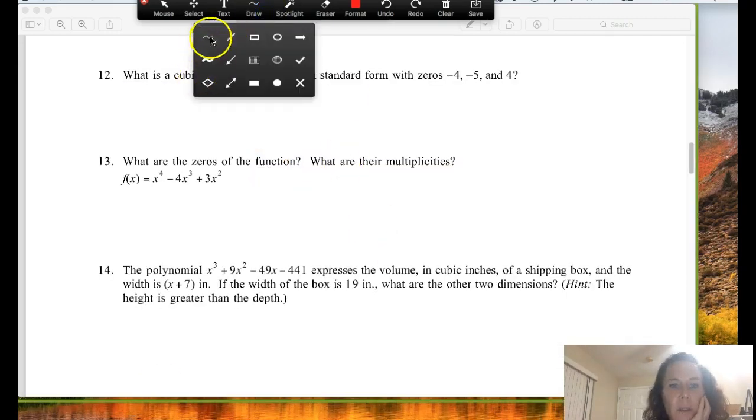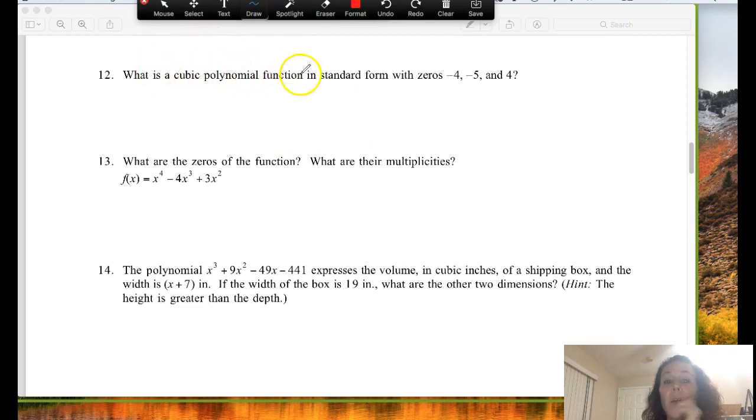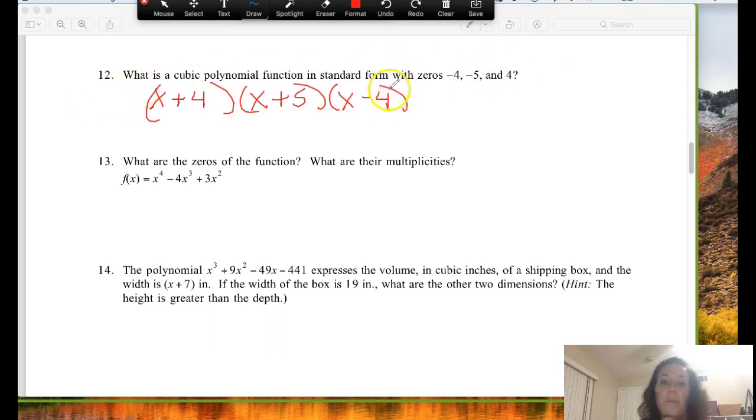This one says, what is a cubic polynomial function in standard form with these zeros? If these are the zeros, I must have something like this: x plus 4, because if I plug in negative 4, this would be 0; x plus 5, because if I plug in negative 5, that would be 0; and then x minus 4, because if I plug in 4, that would be 0. If any of these were solutions, that would make this whole thing equal to 0. I want to set up a function, so I'm going to say f of x or y, and this is what my polynomial function would look like.